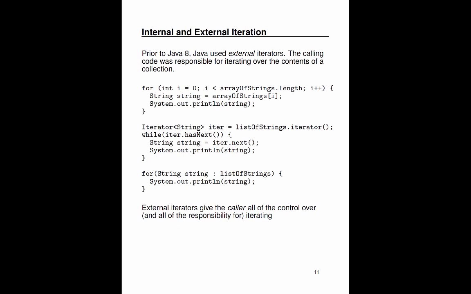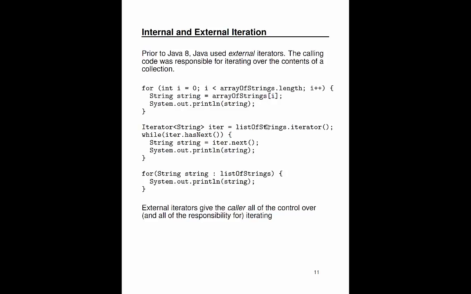Now, one of the things that we all learn about in Java is iterating over collections. Prior to Java 8, all iteration was done using external iterators, meaning that it was the calling code that's responsible for iterating over the contents of a collection. So here we have a first example of using a good old-fashioned for loop for iterating over an array of strings and printing each one out.